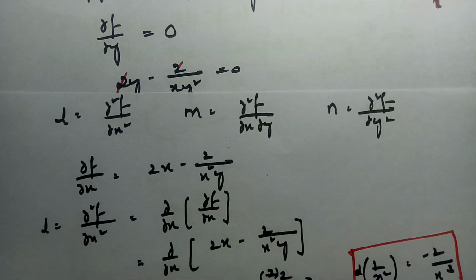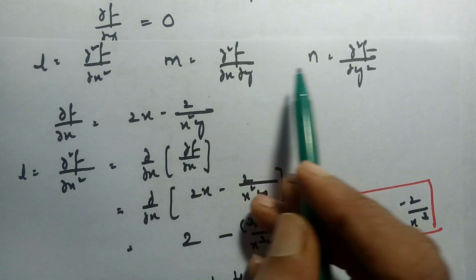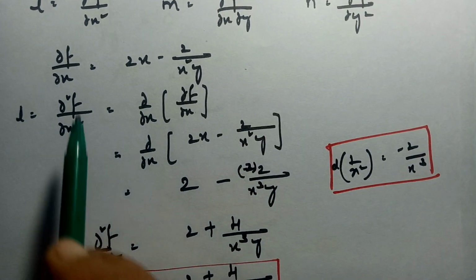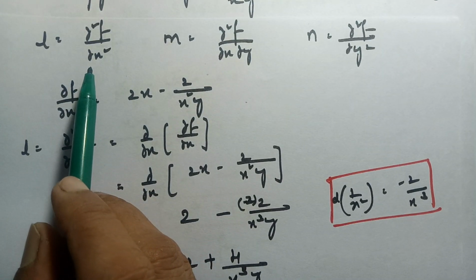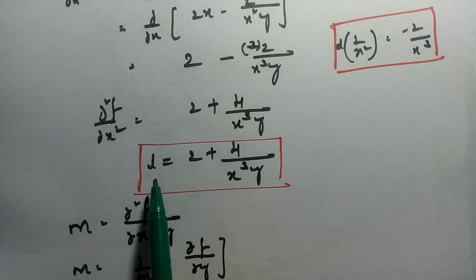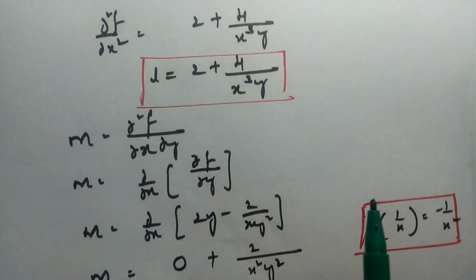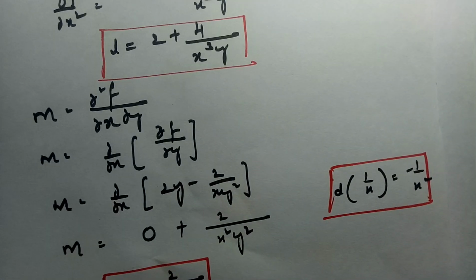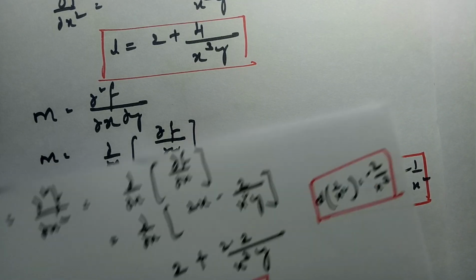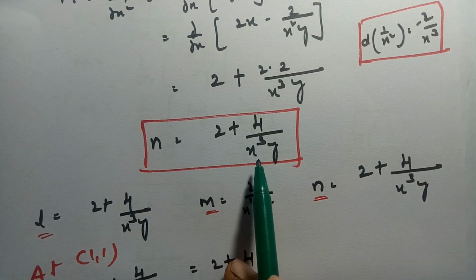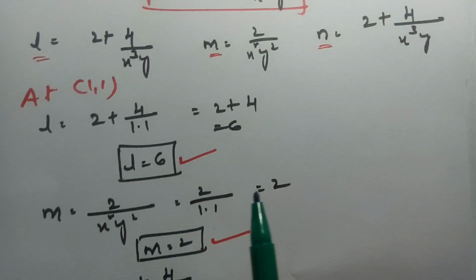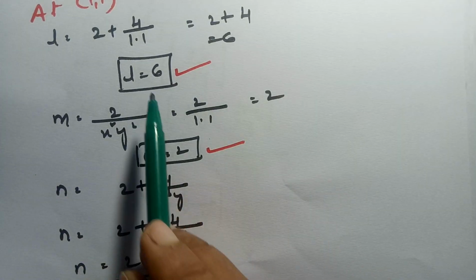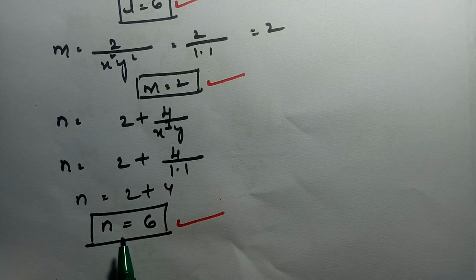And after getting these points, I have to find the values of L, M and N. So the formula here is L, M and N, so again I have to take the double derivative with respect to x. I got the value of L as 2 + 4/(x³y), M as 2/(x²y²), and N as 2 + 4/(x³y). I substituted the stationary values, and I got L as 6, M as 2 and N as 6.